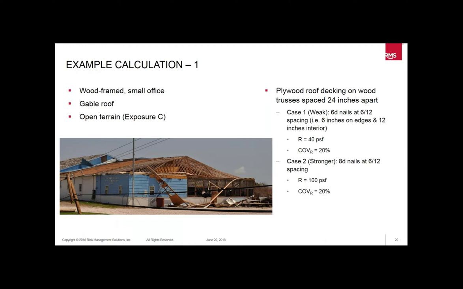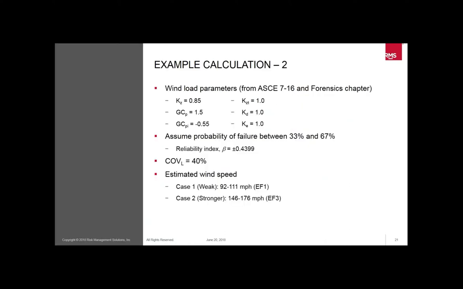Okay, so for some of the wind load parameters, we take a Kz of 0.85, which would be for an open exposure, and a pressure coefficient of 1.5. This is the pressure coefficient from ASCE 7 for a panel that's 32 square feet, so 4 feet by 8 feet, along the edge of the building, and then an internal pressure coefficient of 0.55. The other factors I've just set to one here.